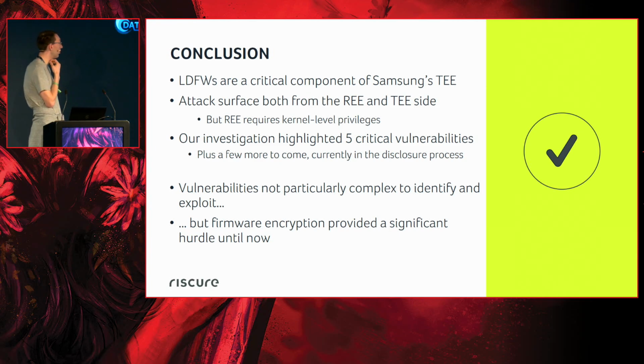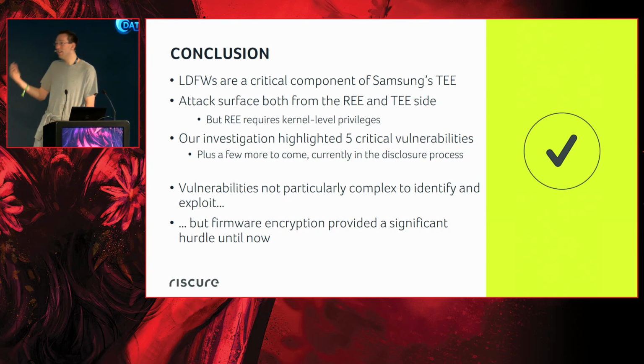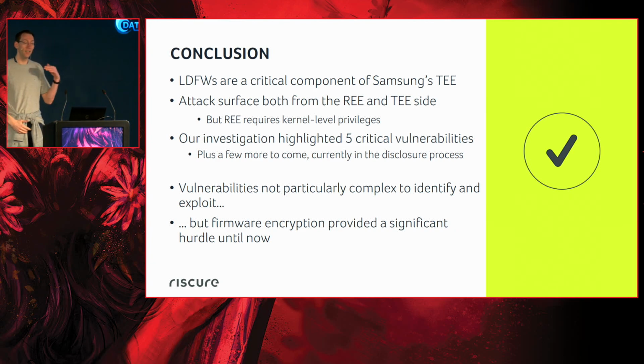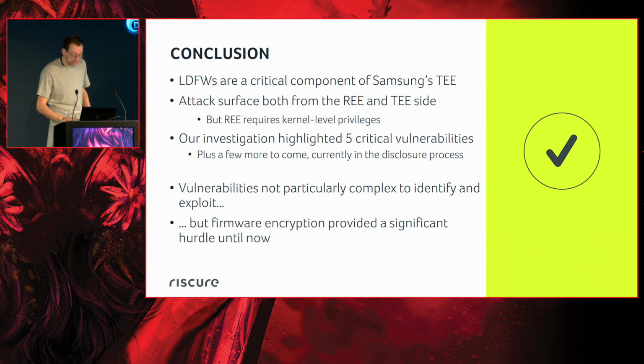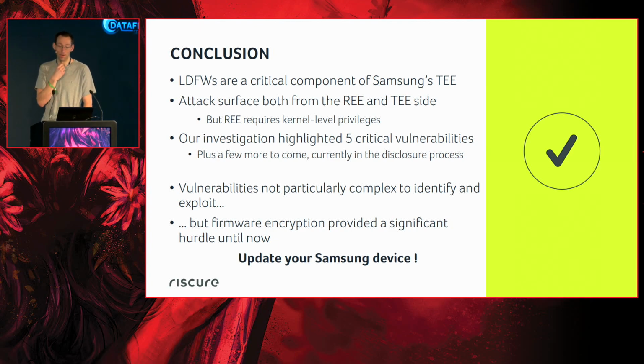We found some critical vulnerabilities. We have a few more in the disclosure process. And what is particularly interesting is actually the simplicity of these bugs. The obstacle is that this is encrypted, not because this is some super crazy exploit that you need to study for I don't know how long. They are relatively simple attacks. However, the barrier for actually getting to this is high, and you notice that when you are looking at this type of code. And for the people that have Samsung devices, I would say update, and also keep your updates in the coming months.